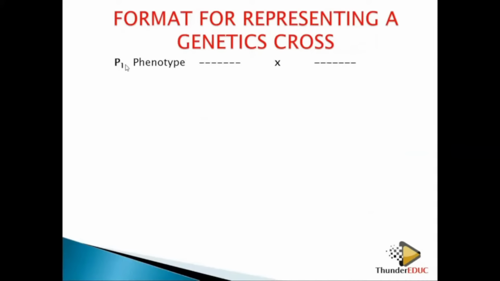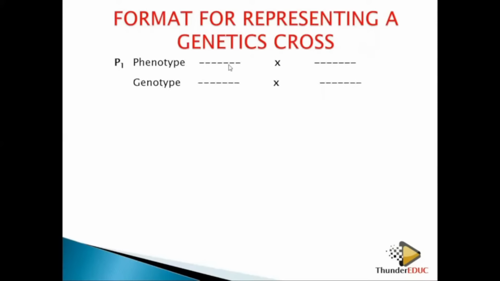P1, which means parent one, phenotype. Phenotype is the physical expression of an organism. We get this from the question. A man who is dark-skinned marries a lady who is light-skinned. Dark-skinned man, light-skinned lady. That's the phenotype. So you go right.